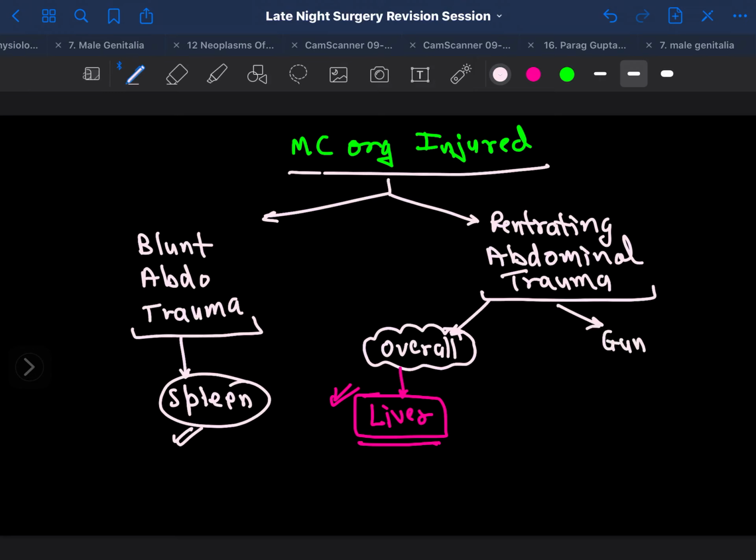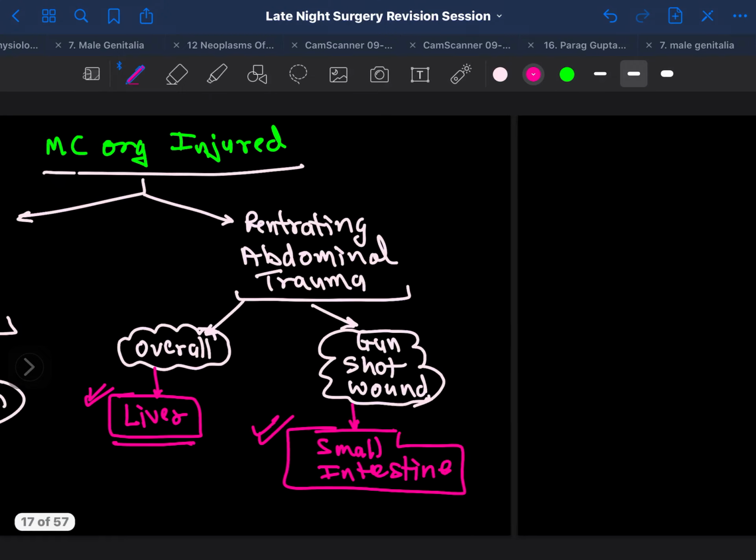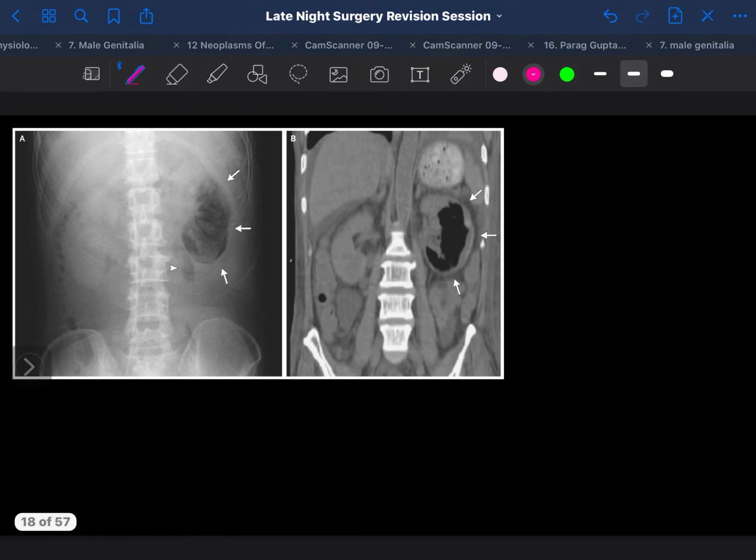If it is specifically mentioned as a gunshot wound, then the answer will become small intestine. Okay, I hope you get this point. So the most common organ injured in the gunshot wound is the small intestine, and overall it is liver. Okay, so that is something which you need to understand. Now, okay, that's enough of it.